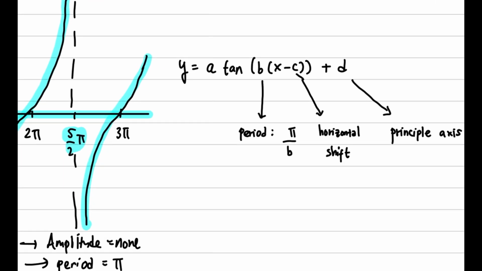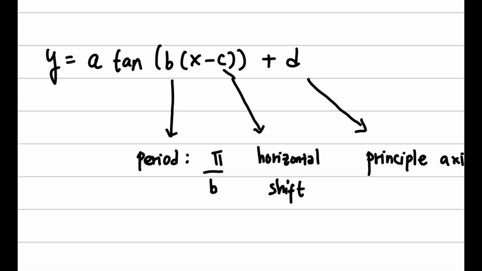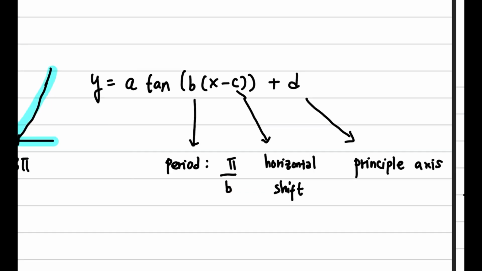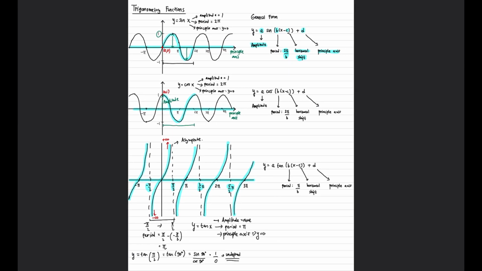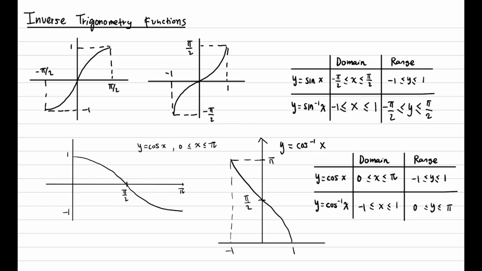Now, for the general form of tangent, A does not mean amplitude. Be careful, tangent does not have amplitude. A here just changes the shape of the curvature, but not amplitude. The B, same thing. The period, we can find it by dividing pi, not 2 pi, because the tangent period is pi, divided by B. C and D, same thing: horizontal shift and principal axis. So in the past paper, you are going to draw trigonometry functions, also the general form, so you can see the next video for that later. Let's move on to the next one.